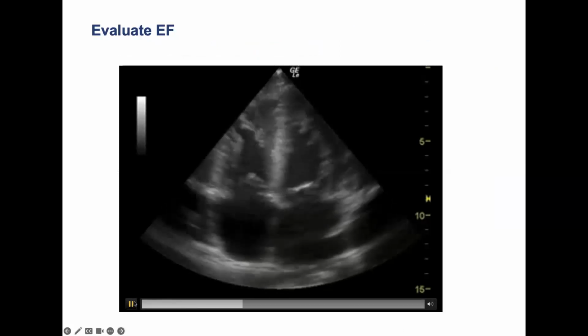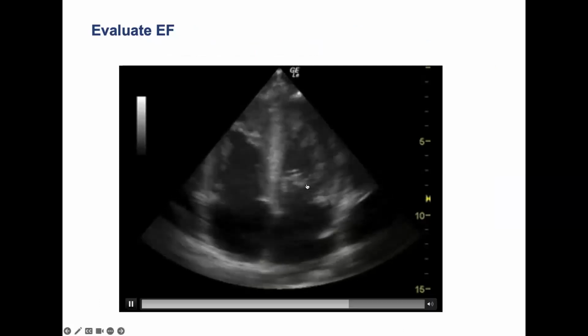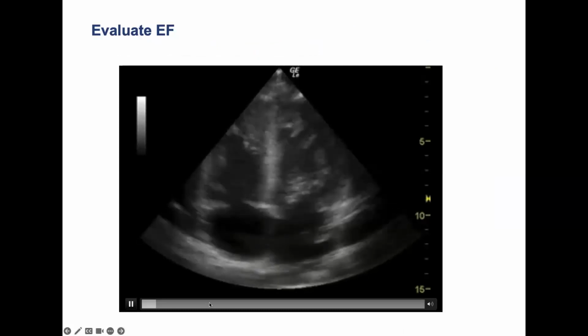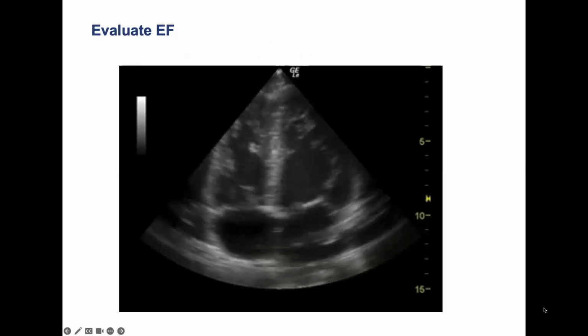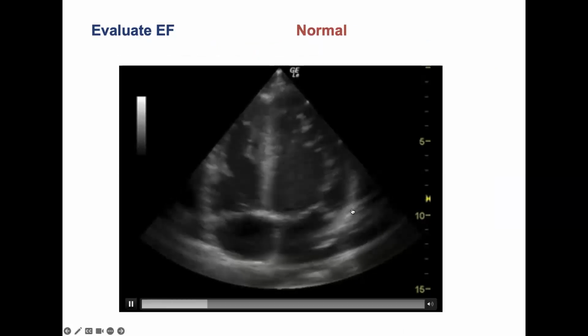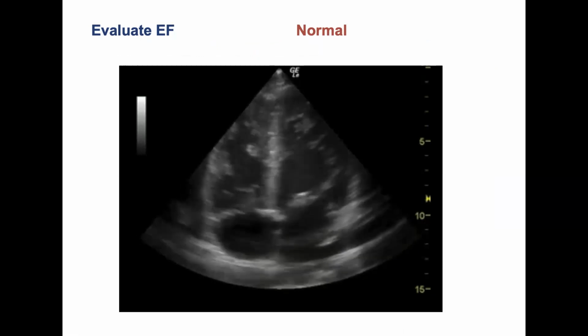Let's look at this. This is an apical 4 chamber view where we have LV, RV, LA, and RA. And if I put my finger here and I look at MAPSE, we can say that this is a normal ejection fraction. So if I put my finger here, right, that lateral annulus of the mitral valve is moving up nicely towards the apex.